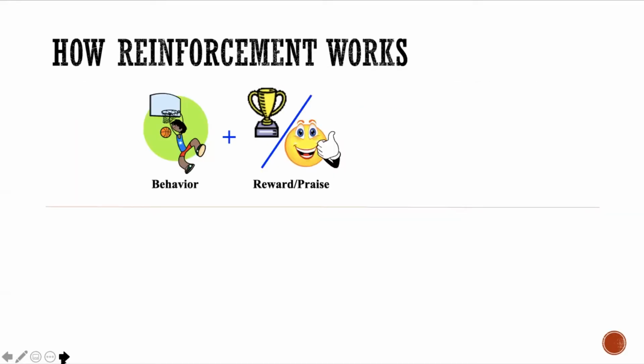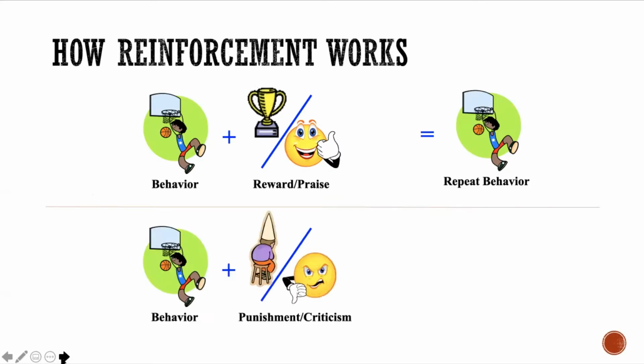And so how does reinforcement work? This is a really good, just animated way of looking at it. So we have a behavior plus reward or praise. And so what does that make someone want to do? Do it again, right? It makes them want to repeat that particular behavior so that they can continue to get that reward or praise. And then if you have a behavior plus a punishment and criticism, right? So this is that negative approach, then that makes that person just want to avoid that behavior at all costs.